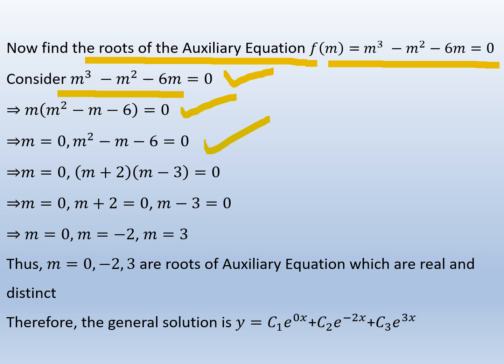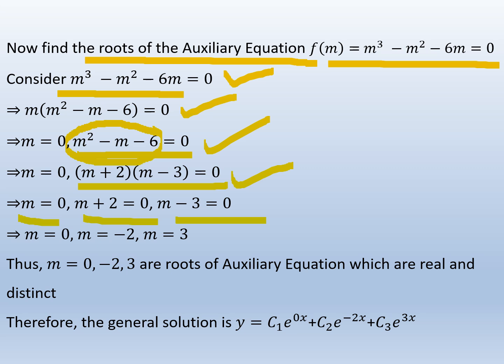Now, the equation m square minus m minus 6 is equal to 0 can be written as (m plus 2) into (m minus 3) is equal to 0, since m plus 2 and m minus 3 are the factors of the polynomial m square minus m minus 6, which can be obtained by the factorization method. Thus, finally, we get m is equal to 0, m plus 2 is equal to 0, and m minus 3 is equal to 0.